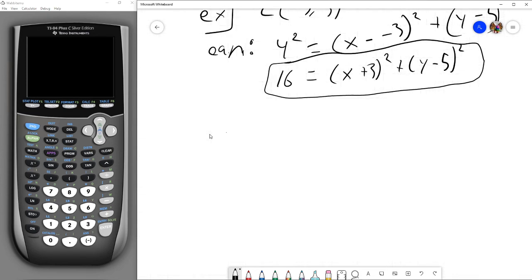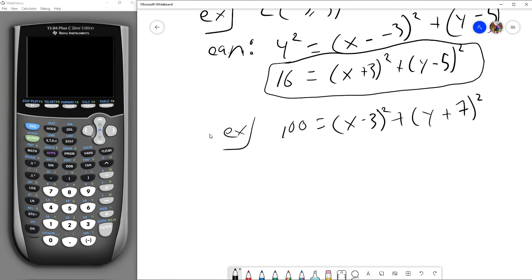And similarly, I could give this equation, say 100 is equal to x minus 3 quantity squared plus y plus 7 squared. So if you want to know what the radius is, what we can note is that this value here, this 100, is equal to r squared, so then we can just square root both sides, right? So 10 is going to equal r.